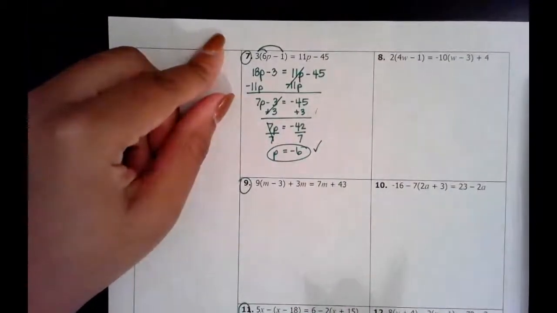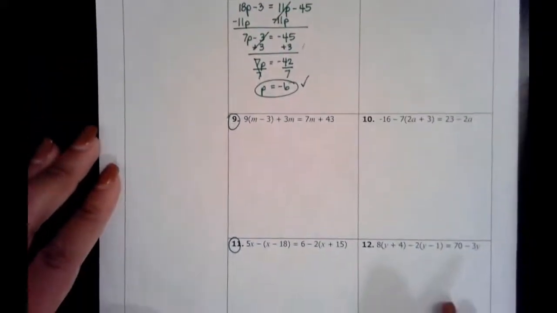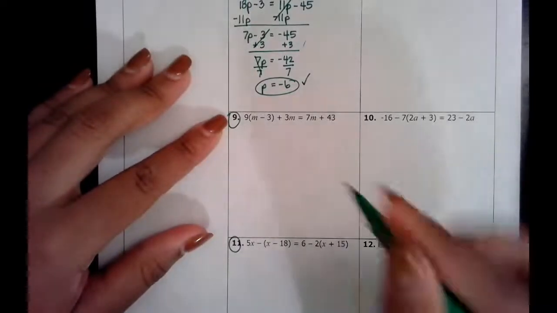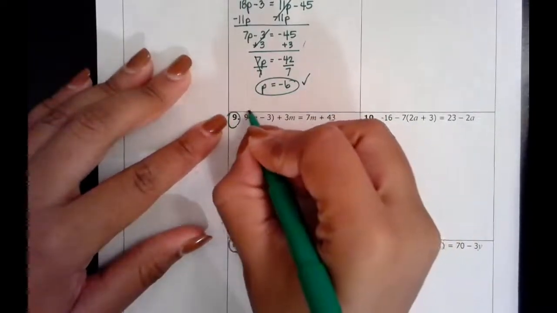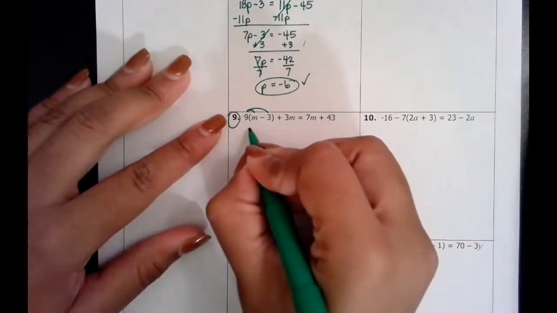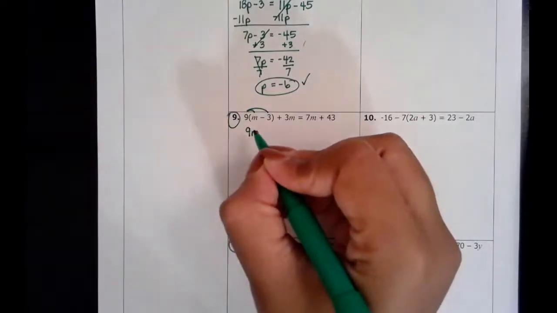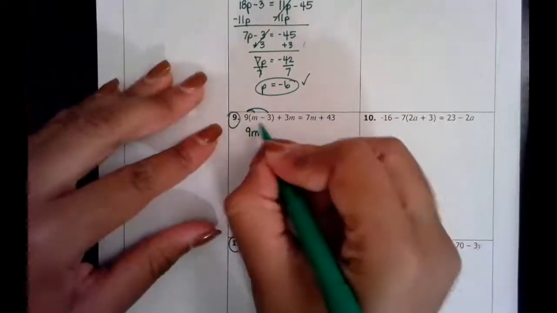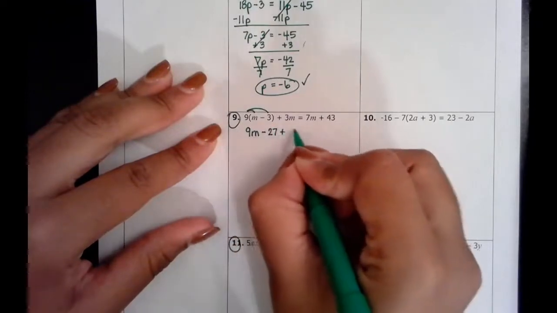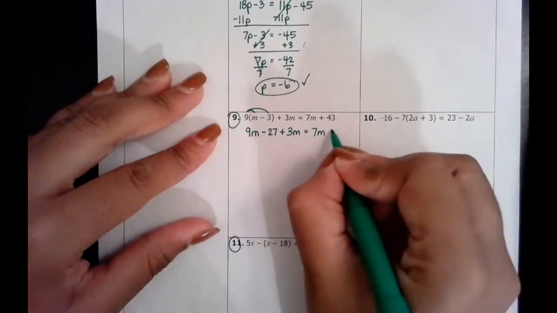On to number 9. Step 1, check for any distribution, and there is one. I'm distributing 9 to m and negative 3. 9 times 1m is 9 times 1, which is 9, and then m. And then 9 times negative 3, which is negative 27, plus 3m equals 7m plus 43.